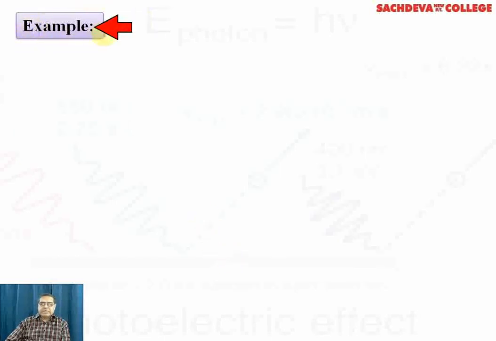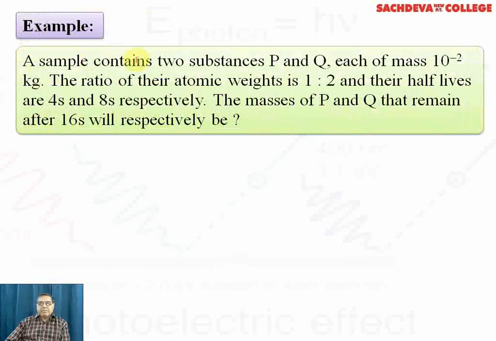Now we come towards another example. A sample contains two substances. That is, in one sample, there are two substances. One is P, the other is Q. For example, it can be radium and uranium, or radium and plutonium. That is, in just one sample, two substances are present, and each has mass 10 to the power minus 2 kilograms. So whether it is sample P or sample Q, the amount is 1 over 100 kilograms, that is 10 to the power minus 2 kilograms. The ratio of their atomic weights is 1 is to 2, and their half-lives are 4 seconds and 8 seconds respectively.